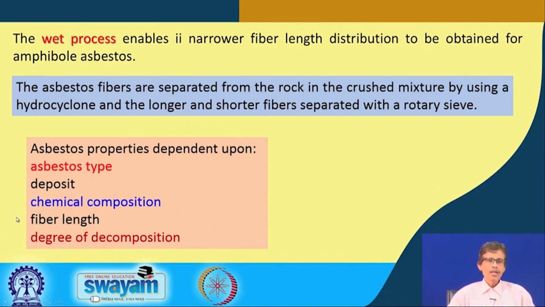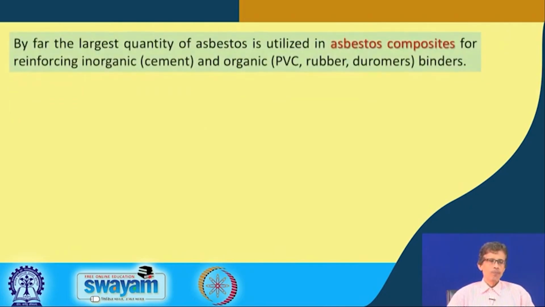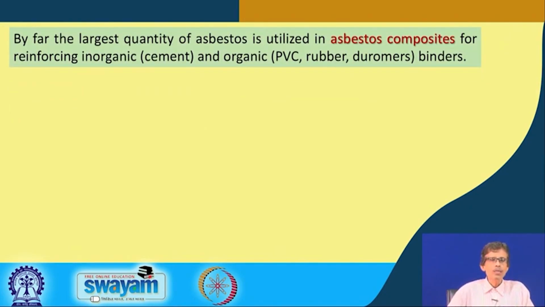Then the fiber length, as we have seen just now, the shorter length and the longer length we can separate out. So we can use the shorter fiber length for one particular purpose and the longer one for the other purpose. Then degree of decomposition. If we want to degrade this, if we want to get the powder material out of those materials, it can also be dependent on the strength of that particular material and how quickly we can degrade it for our use. So the largest quantity of these asbestos goes into the different types of asbestos composites we can make.